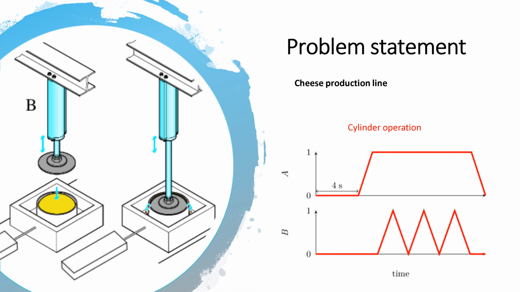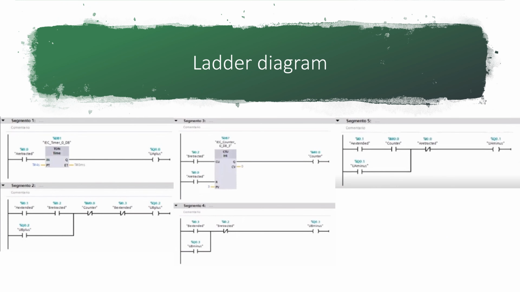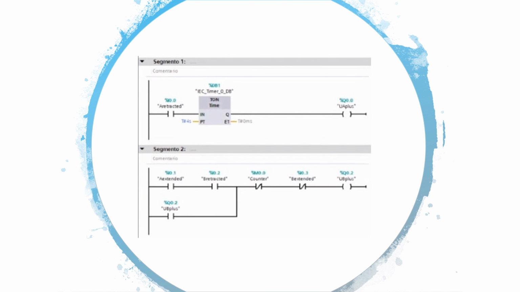The pressing movement should be repeated 3 times. The movement is thus as the graphs shown. Now, the ladder diagram will be explained. In the software, the system was successfully connected to the remote lab using the corresponding IP address.